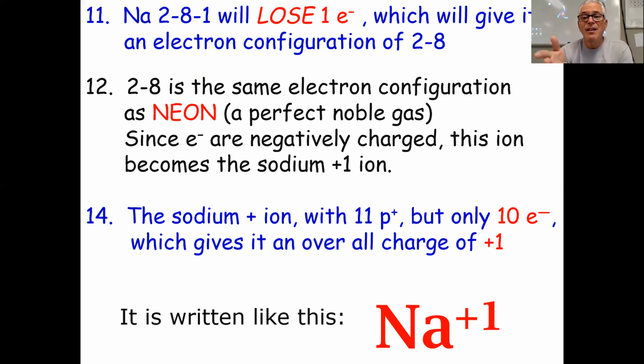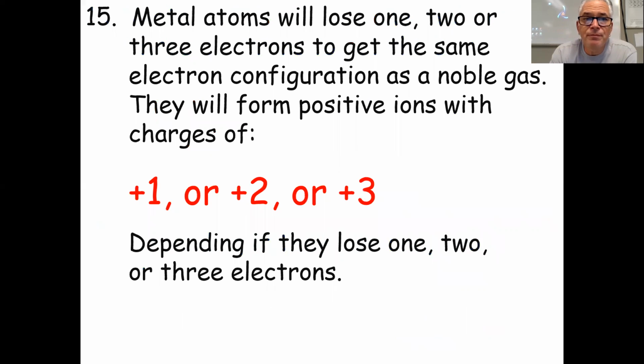And we're going to write it like this: Na, which is the symbol, but here it's got to say +1, superscript. That symbol means that this is not a sodium atom anymore. It's called a sodium ion. It's a +1 ion. You can have a +1 ion, a +2, a lot of different pluses, a lot of different negatives. If you gain electrons, you become negative. We'll get to that. Sodium +1 ion.